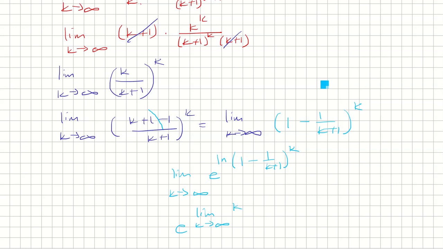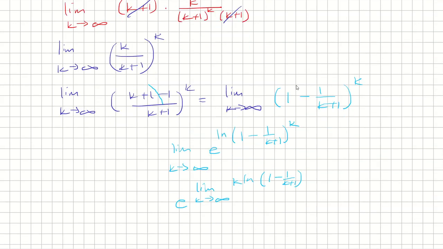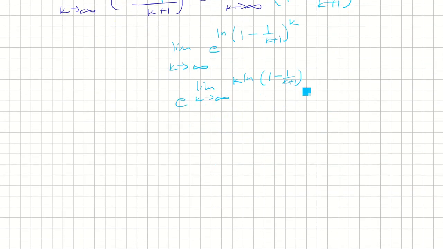So we could bring the exponent in front of the natural log. And then at this point, we're going to rewrite k as 1 over 1 over k, because now we can use L'Hopital's rule, since we get 0 over 0 here.